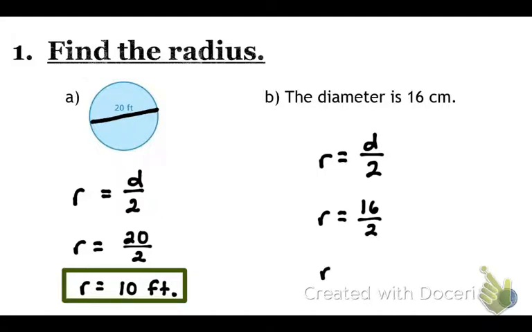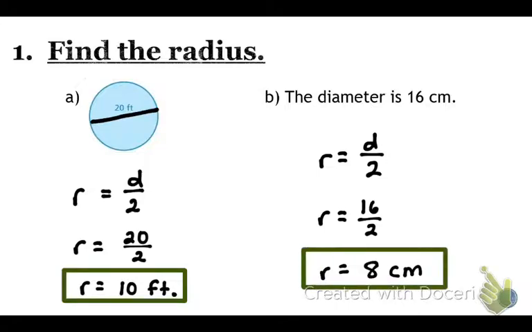Michaela, what is the answer? 8. 8 what? Centimeters. 8 centimeters. Now, how many of you would say, Miss Forpaul, I can tell by looking at this right here, the diameter is the long one, 20, and if I cut it in half, it would be 10. How many of you can see that? If you can see that, there is absolutely no need to use the formula. If you are able to identify it, then for your homework tonight, you would not need to show me any of that work.